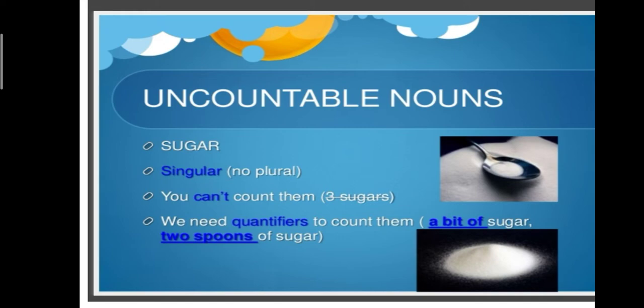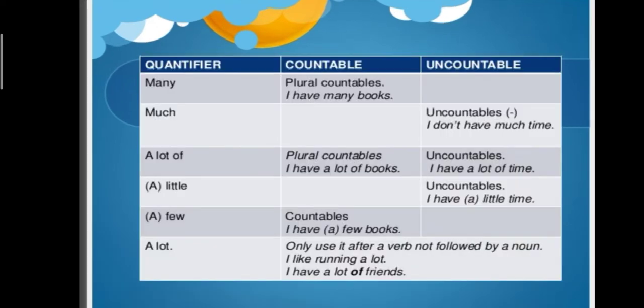For example, sugar, water, petrol, these all are uncountable nouns. Let's see how the quantifiers are used. Many is used only with countable nouns and it is used with plural. Right? I have many books. Much is always used with uncountable nouns. I don't have much time.